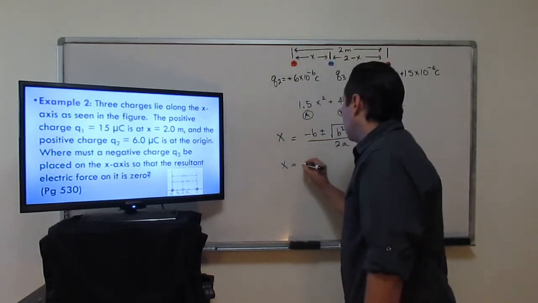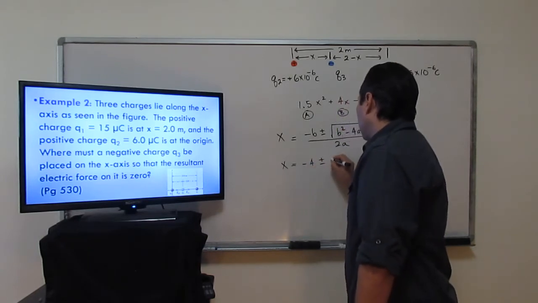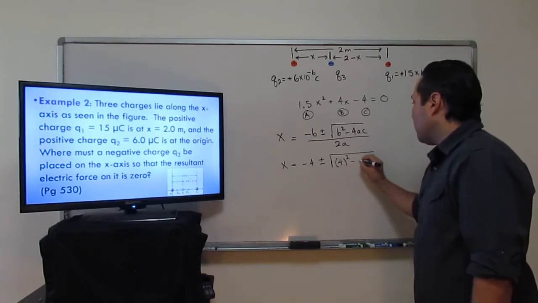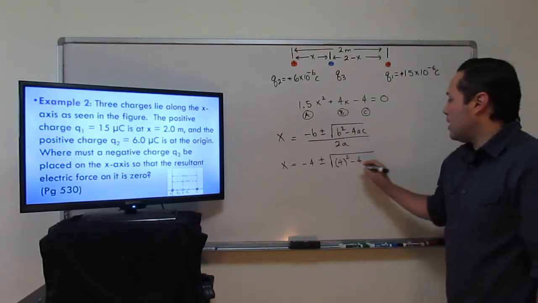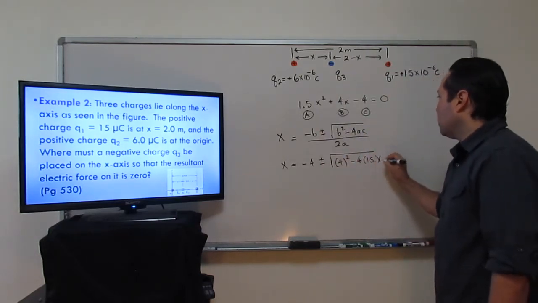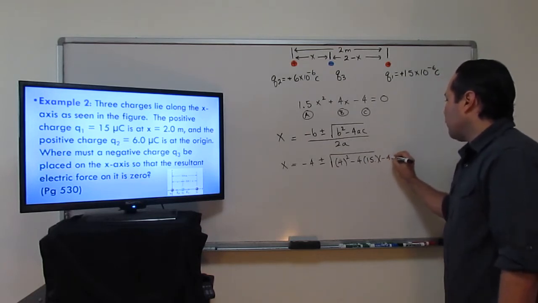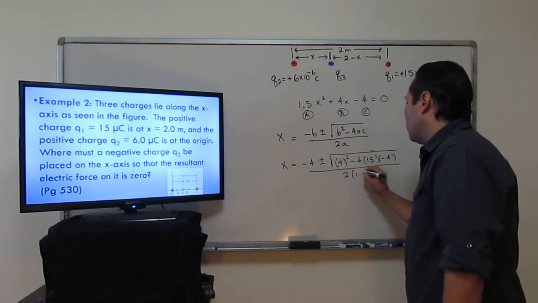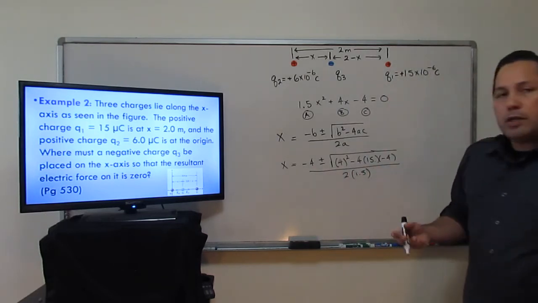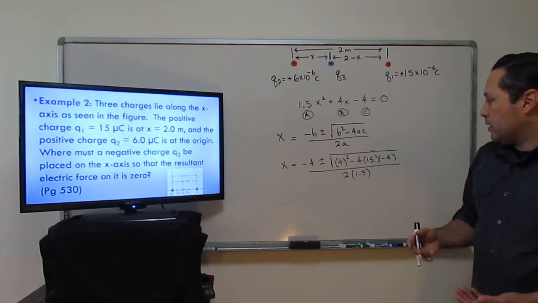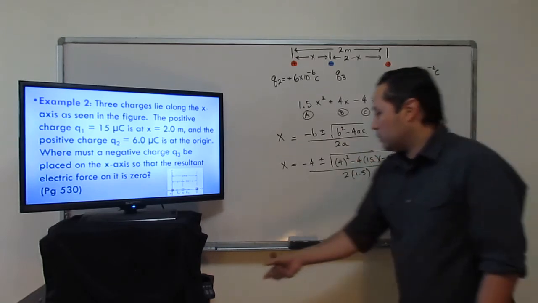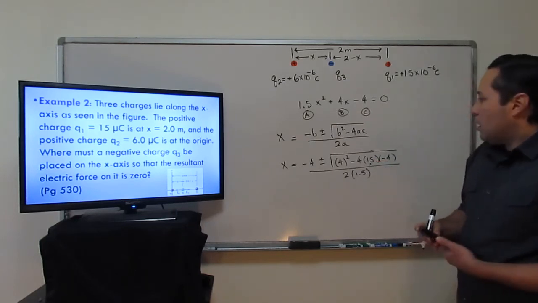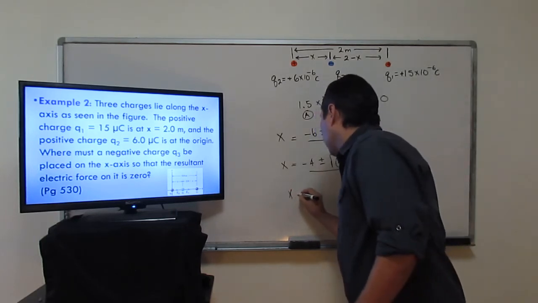So x equals negative b, which is negative 4, plus or minus the square root of b squared. So that's going to be 4 squared minus 4ac. A is 1.5 multiplied times c, which is negative 4. And all of this will be divided by 2 times a, which is 1.5. Alright, so next we get our calculator, and we begin plugging in these values. That's 1.5 right there.